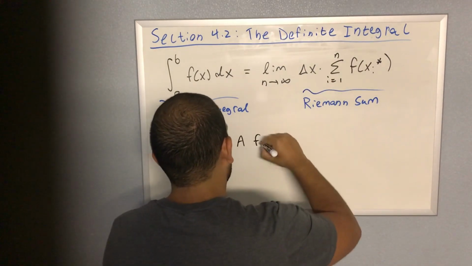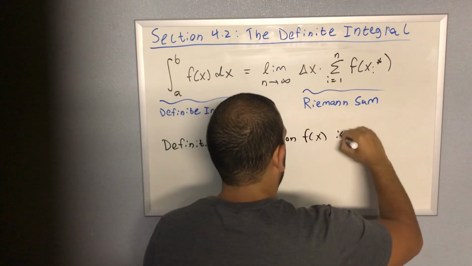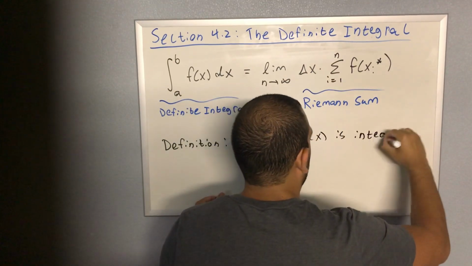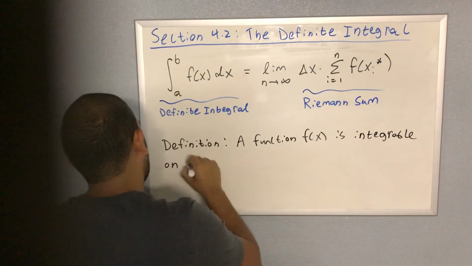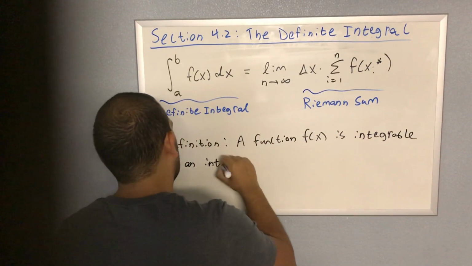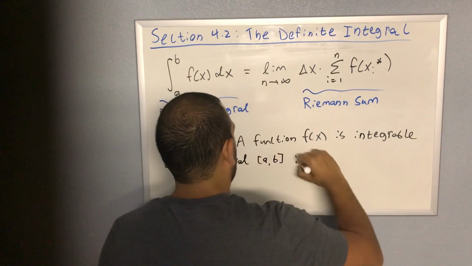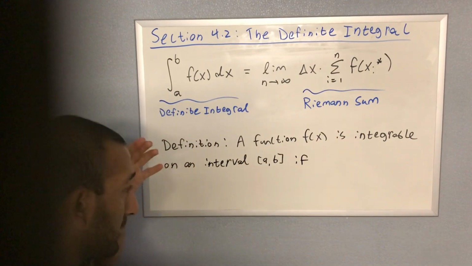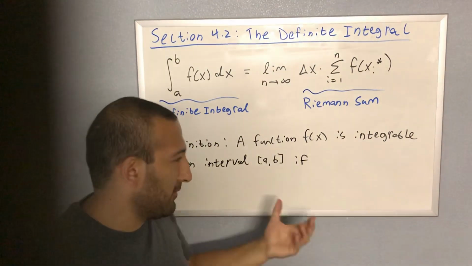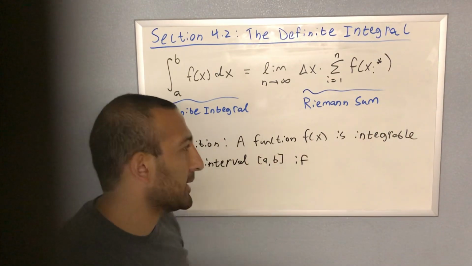So a function f of x is integrable on an interval a to b if, basically, you can find the area underneath the curve of this function from a to b. That's what it means to be integrable.